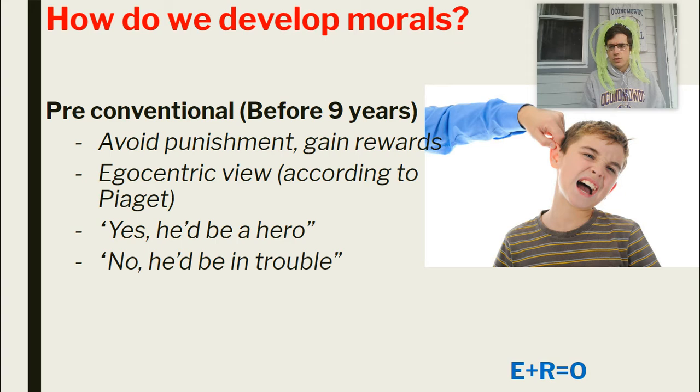So, for example, in the Heinz dilemma, someone in pre-conventional would say, yeah, that was okay for him to do, because now he's going to be considered a hero, and that would be like the reward from his wife's family or his own family. Now, more than likely, what someone would say in this situation, if they were pre-conventional, is no, because he'd be in trouble. He'd go to jail. There'd be some sort of punishment along with it. Right? So it's avoiding punishment or gaining rewards, which kind of defines what you believe is right and wrong.